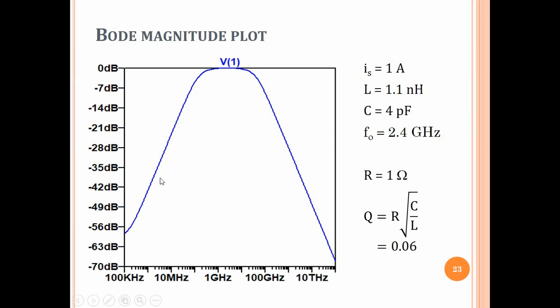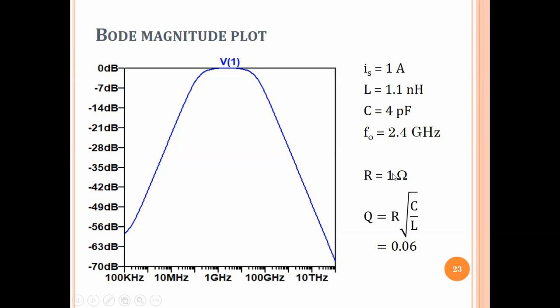Alright, let's do a frequency response of this Z, mod Z, or V with Is equal to 1. So here is a Bode magnitude plot, and I have put some values. L is 1.1 nanohenry, C is 4 picofarads, and that gives us an F0 of 2.4 gigahertz, which incidentally is the frequency of all our Wi-Fi devices. And I've put R equal to 1 ohm, which incidentally is a very small resistance, right? Because this is a parallel RLC circuit.